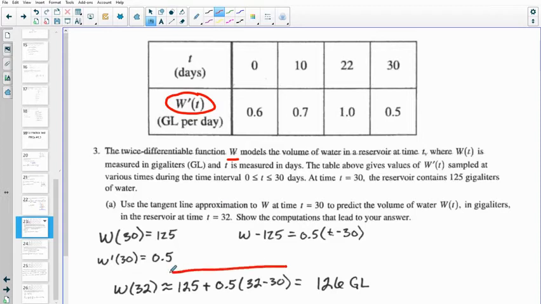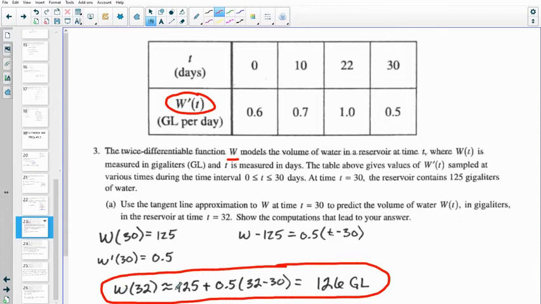Honestly, the first thing I did when I did this problem is I just wrote this down. I said that we've got the amount that we have at day 30 plus the rate that it was going up times the amount of time between day 32 and day 30. But then I wasn't sure, because they're saying use the tangent line approximation.